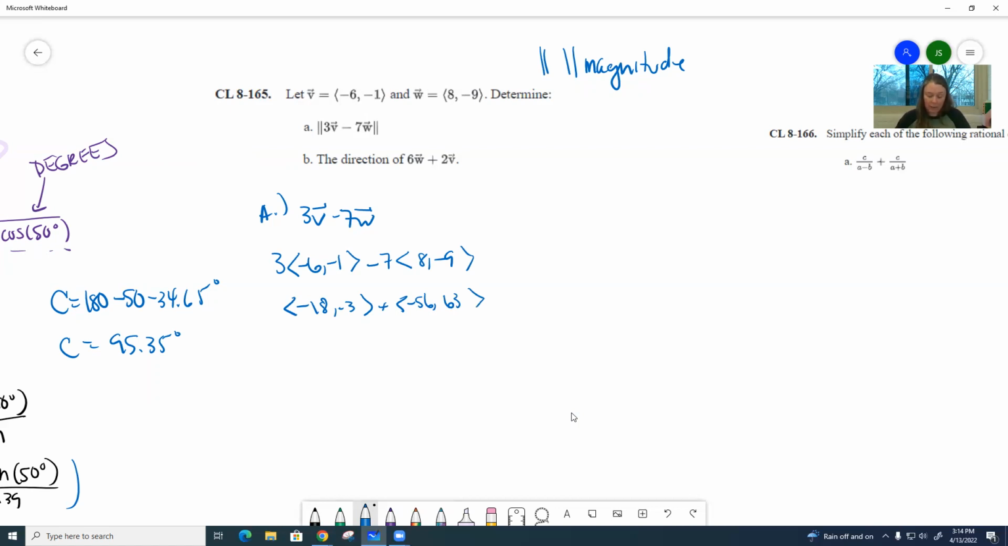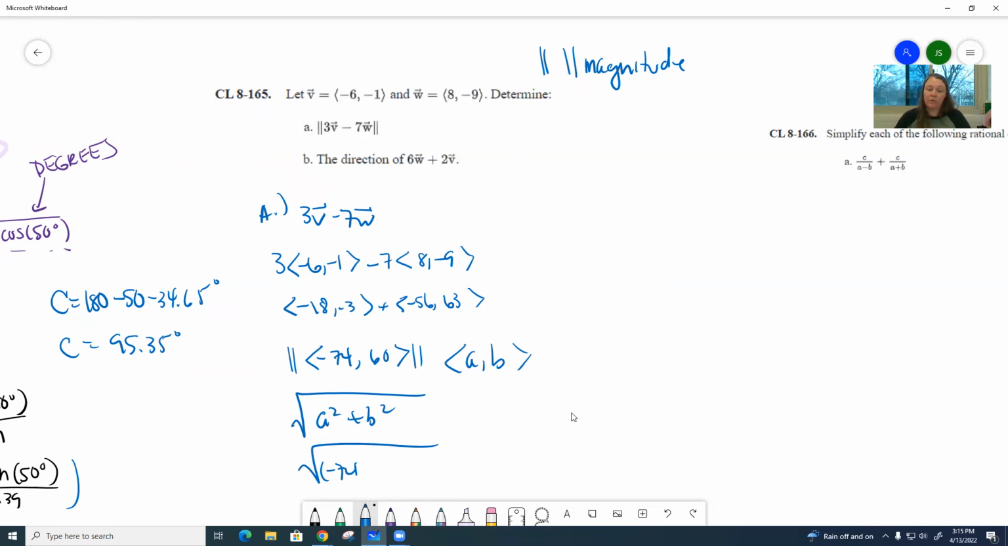And then I end up with -74 and then 60. That's my component form. And I want the magnitude. And the magnitude is the square root of a squared plus b squared when your vector is in that AB form. So I need to do the square root of -74 squared plus 60 squared, which ends up being 95.27 for my magnitude.